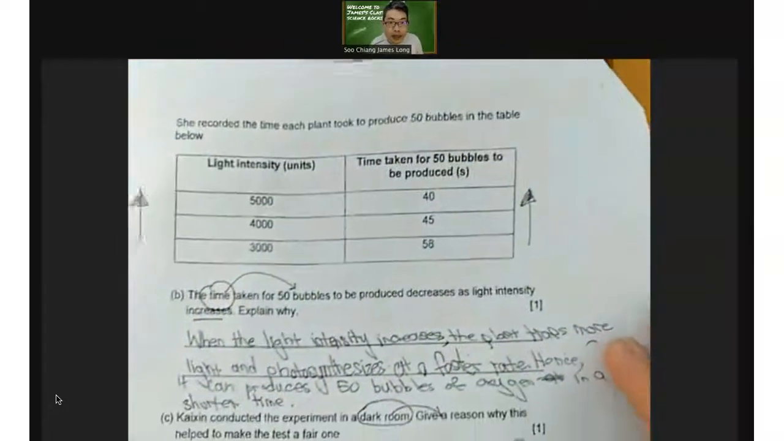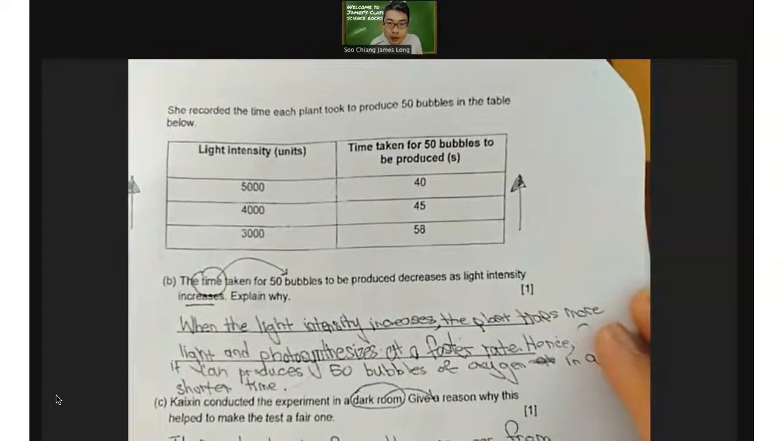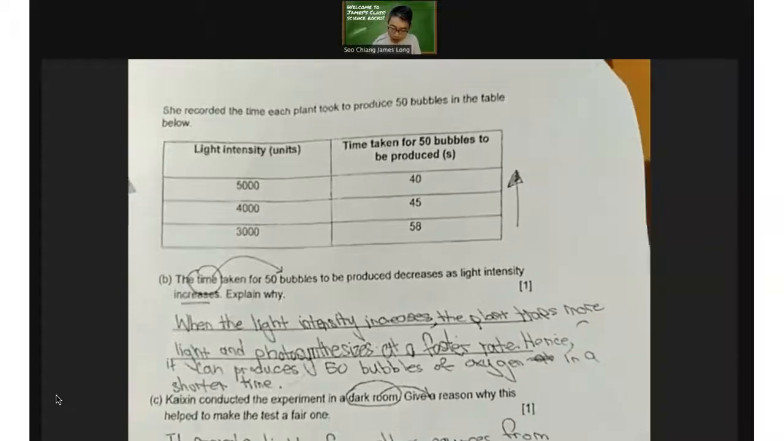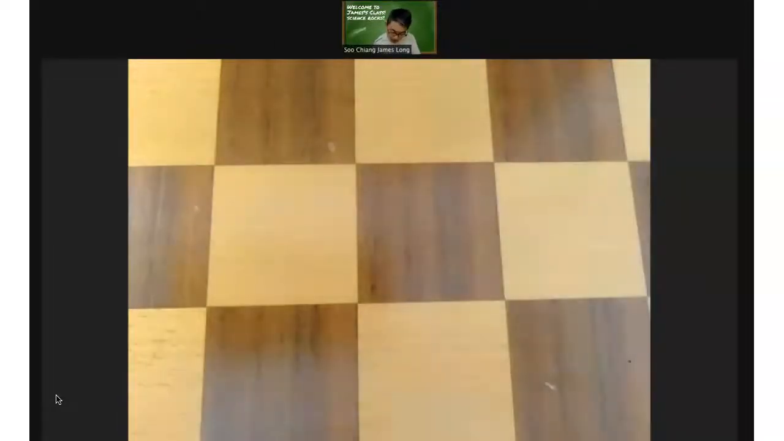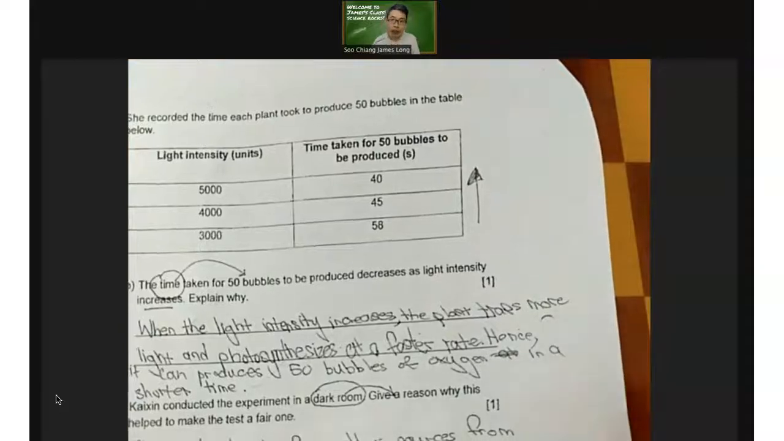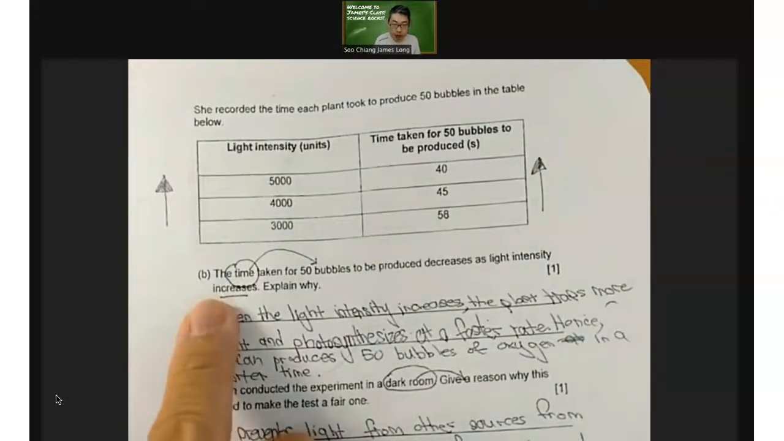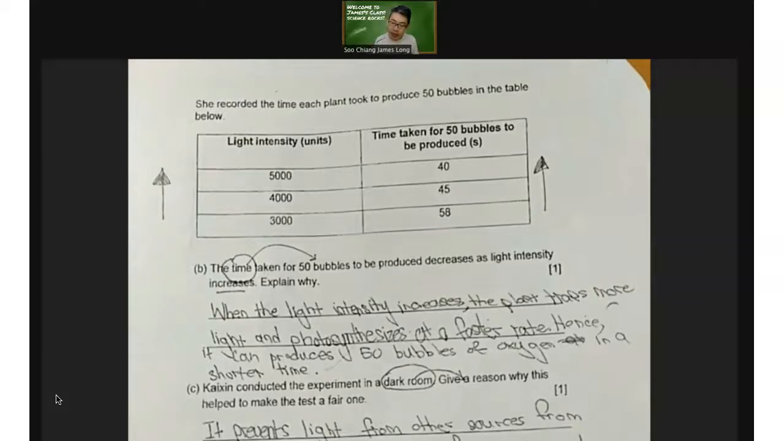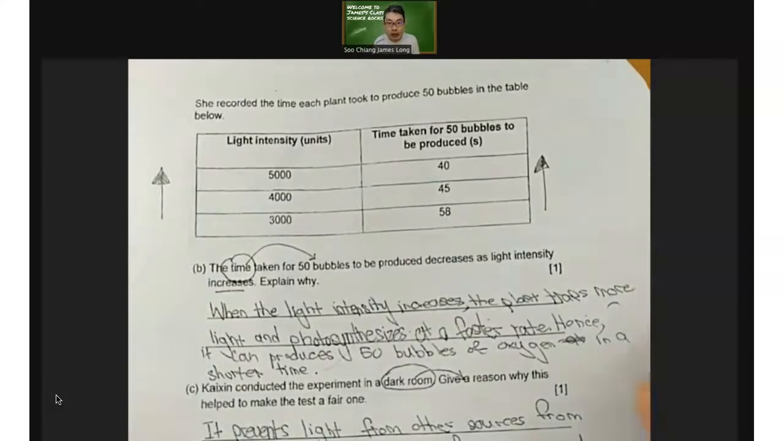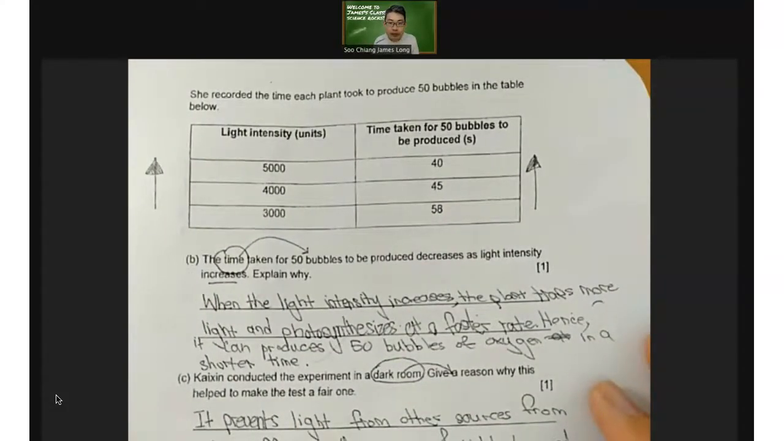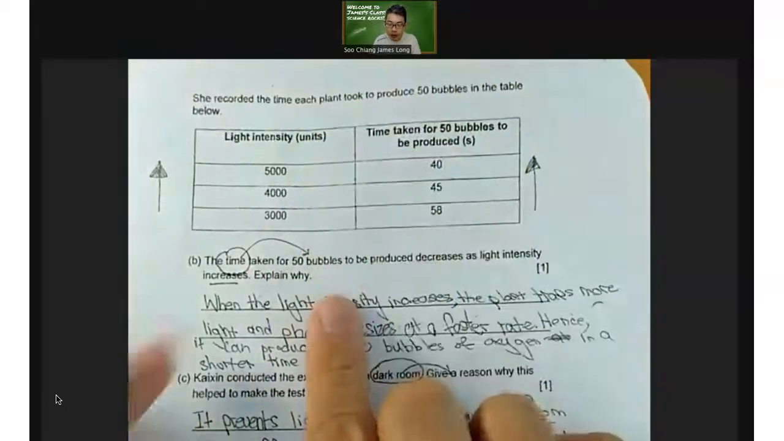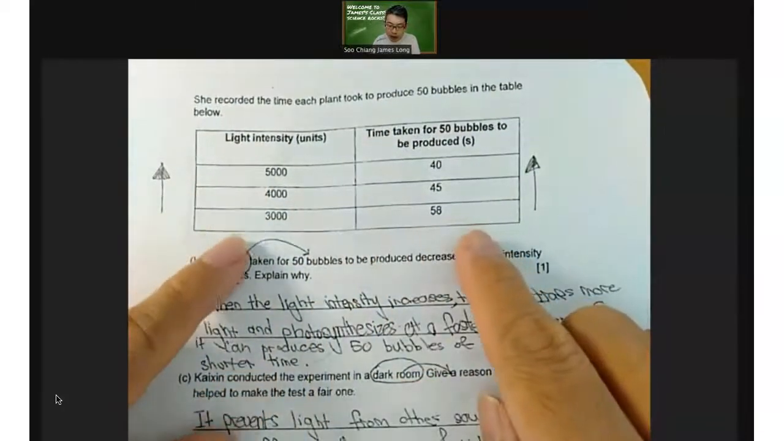So many questions. Okay, she recorded the time each plant took to produce 50 bubbles in the table. Why is this half a story? Girls, if you want to send me a question, I need a whole story. This one starts with question B. So I would love to see the full story starting from part A. Let me see if I'm able to do this. So here should be about photosynthesis, right? Plant produce bubbles. How come?